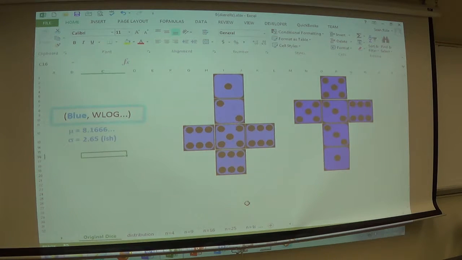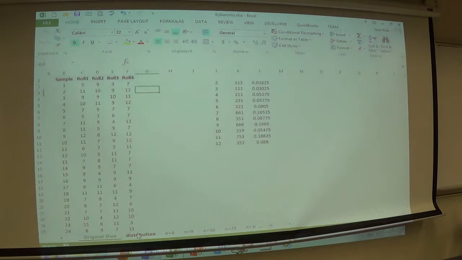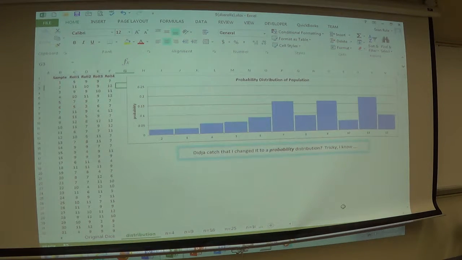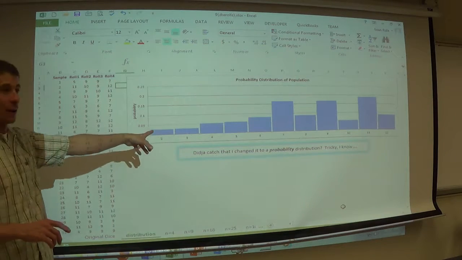Fair enough? Okay, so we know the average of those dice is 8.166666 and the standard deviation is 2.65. You've forgotten that since Monday, bless you, that's totally fine. There it is. Okay, so far? Now here is what the distribution looked like on Monday. We figured this out. I made you guys figure that curve out.